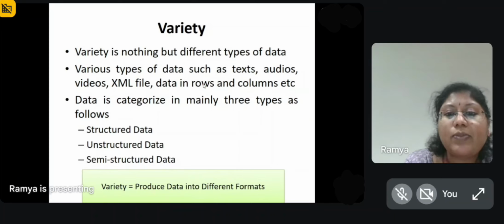Data can be in rows as well as columns. Whichever data we are getting, it can be student data, employee data, data fetched from Netflix, from an e-commerce site, or from a social networking site. All this data is classified into three types: structured data, unstructured data, and semi-structured data.